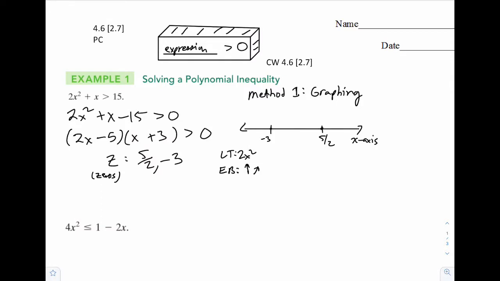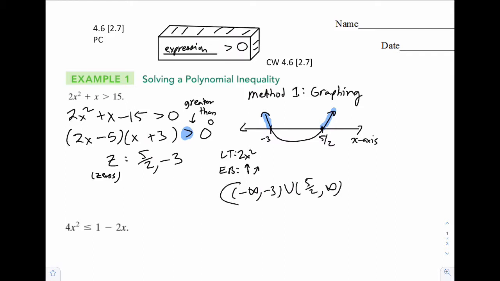Those are the zeros. Let's just draw a graph. And I can use my graph to answer this. Take a look right here. That says greater than 0, which means I'm looking for where the graph is greater than 0. So that's going to be this region and this region, because that's where the graph is above the axis, which means the answer is going to be negative infinity to negative 3 union 5 over 2 to infinity.